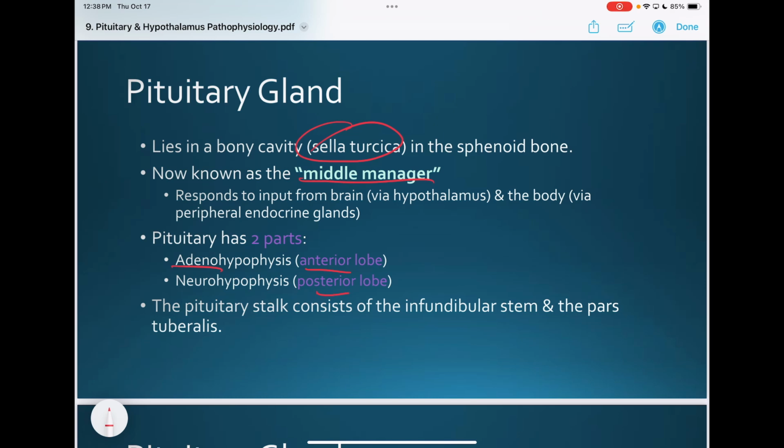The posterior pituitary is the neurohypophysis, which means it's stimulated by neural input. Remember, the posterior pituitary has a neural input so that it can release what two hormones very fast? ADH and oxytocin.